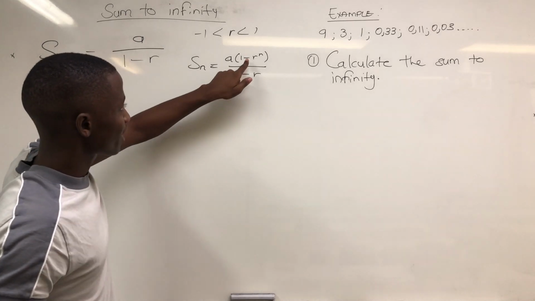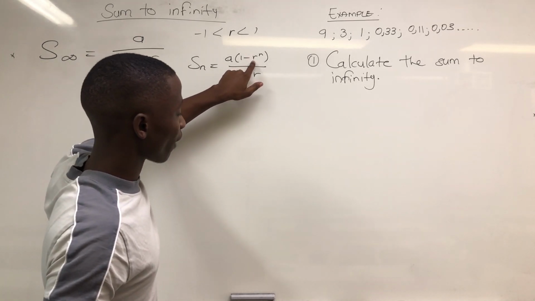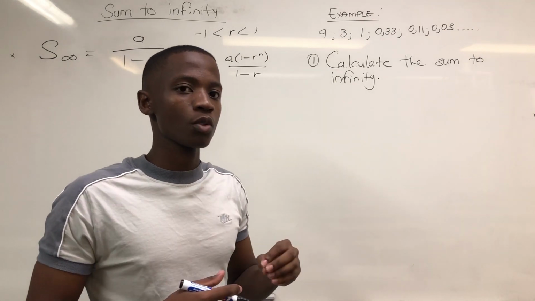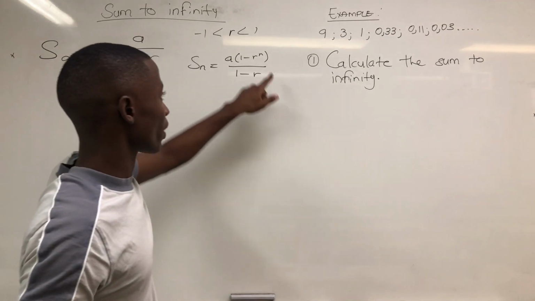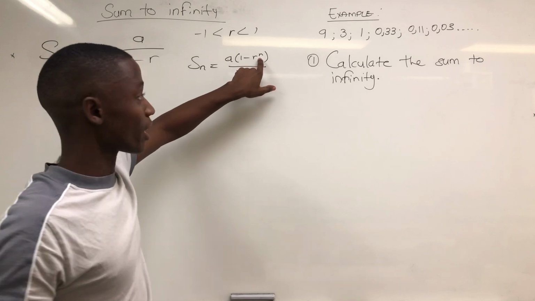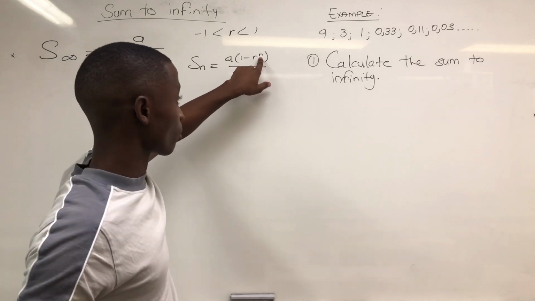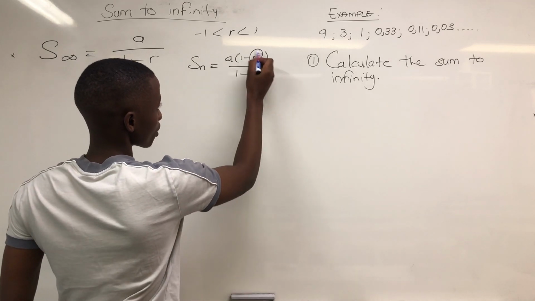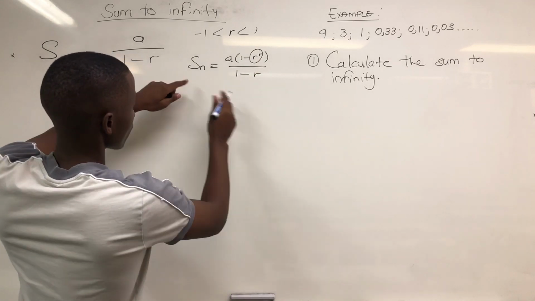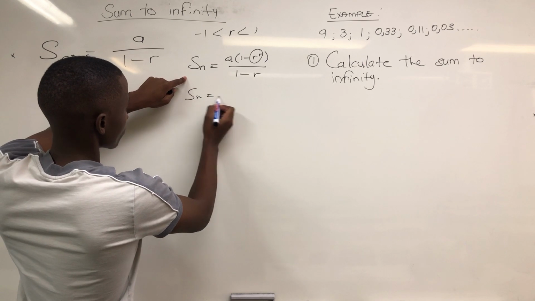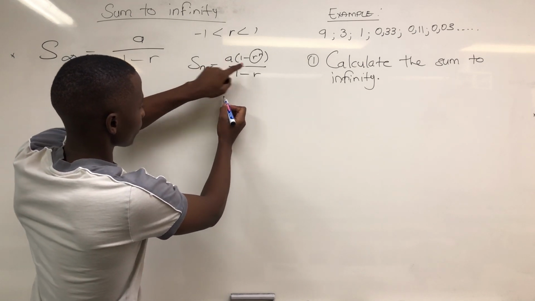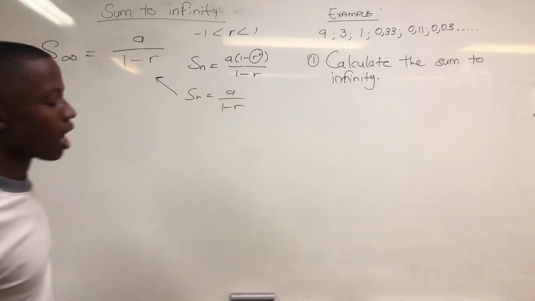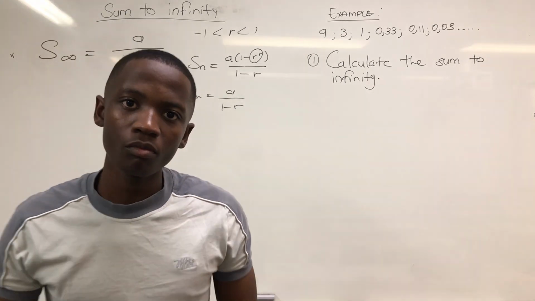So when you have the common ratio to the power of something, in a convergent sequence at some point we're going to get 0. So this is going to be 1 minus 0, and our Sn will be equal to a multiplied by 1, which is a over 1 minus r. I hope you get that.